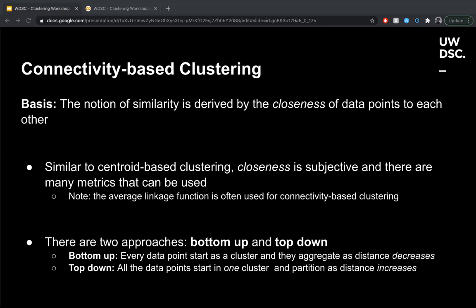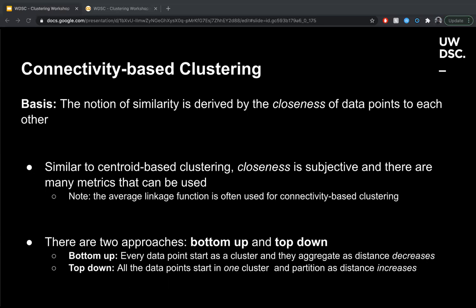Onto the second clustering technique, which is called connectivity-based clustering. The basis for this is that the notion of similarity is derived by the closeness of data points to each other. I want to take a moment to pause and really emphasize this. It sounds really close to centroid-based clustering, but the important distinction is that with centroid-based clustering, it was the closeness of data points specifically to the centroid of the cluster, whereas with connectivity-based clustering, it's the closeness of data points to each other.